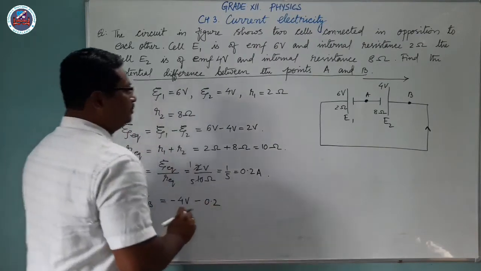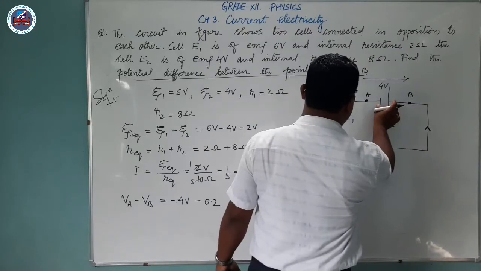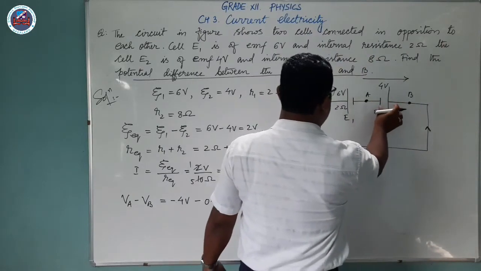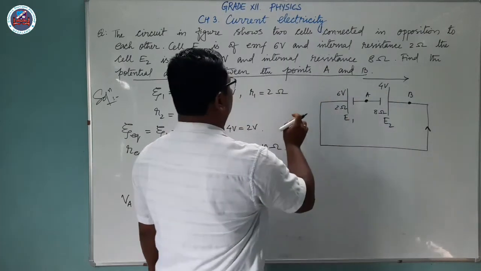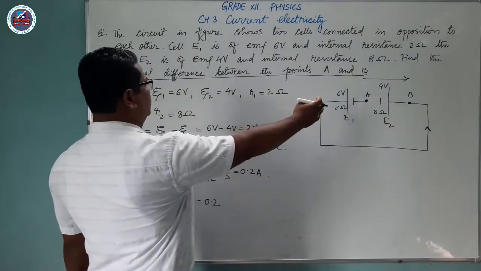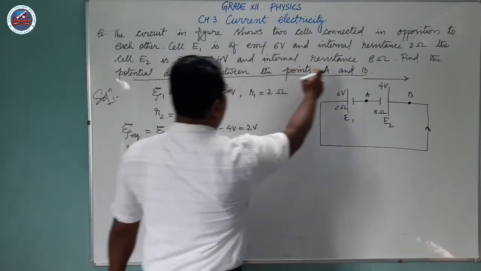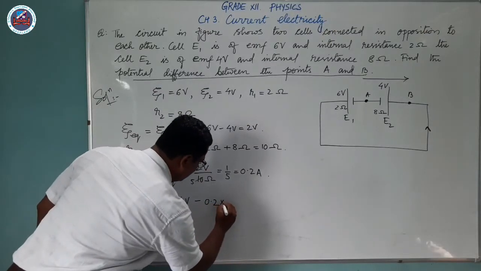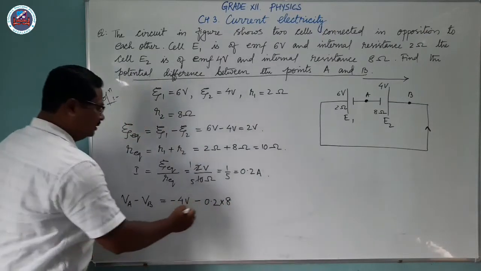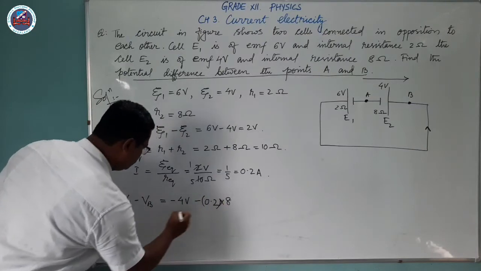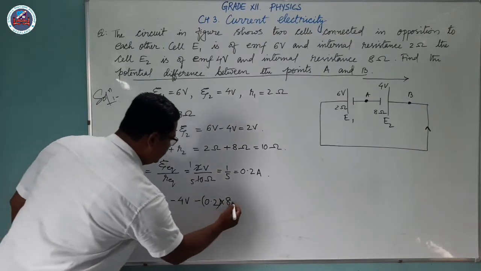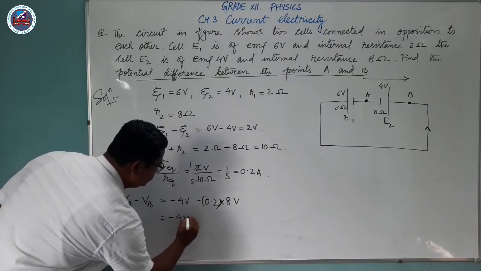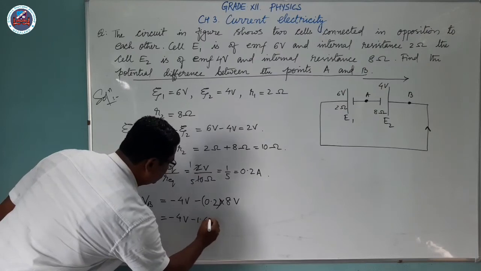And what is the internal resistance of this cell from A to B? How much is it? This is the second cell, and its internal resistance is 8 ohm. So I into R is 0.2 into 8 ohm. Now we calculate it. Together it will give you volt: minus 4 volt minus 1.6 volt.